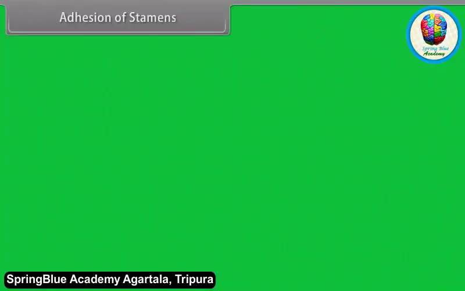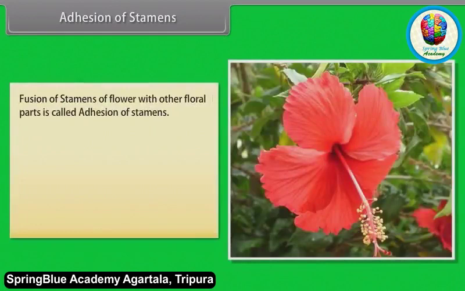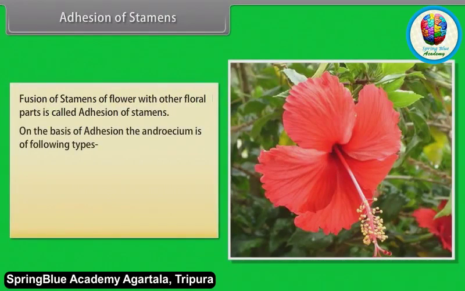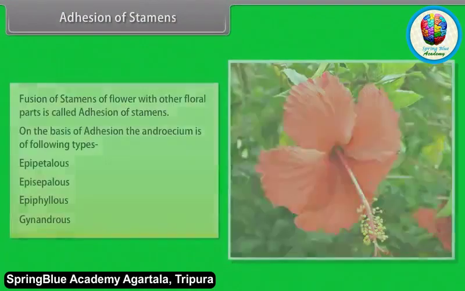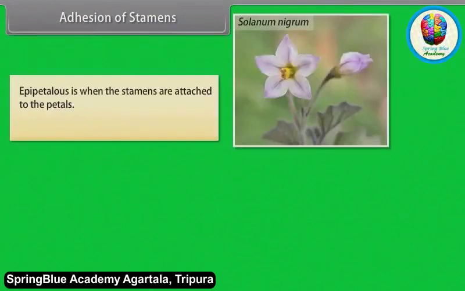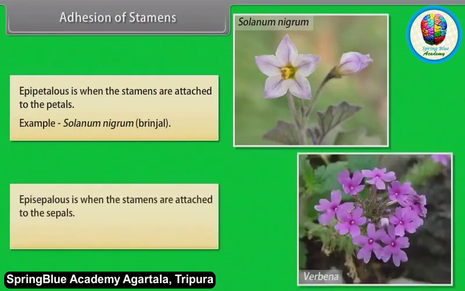Adhesion of stamens. Fusion of stamens of a flower with other floral parts is called adhesion of stamens. On the basis of adhesion, the androecium is of the following types: epipetalous, episepalous, epiphyllous, gynandrous. Epipetalous is when the stamens are attached to the petals. Example: Solanum nigrum, brinjal. Episepalous is when the stamens are attached to the sepals. Example: Verbena.